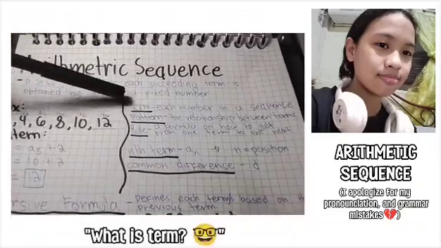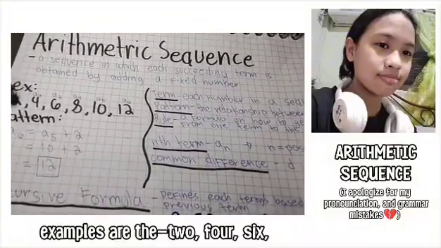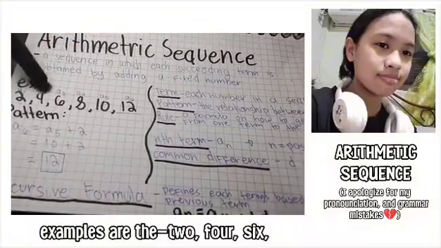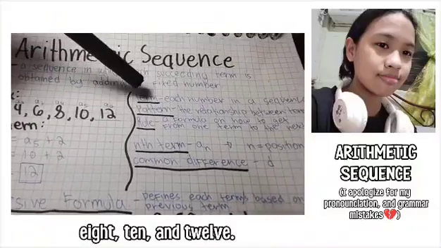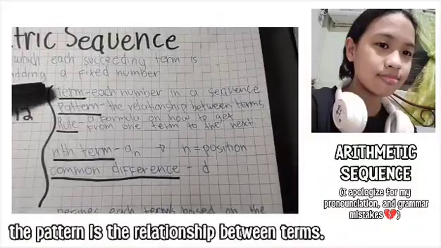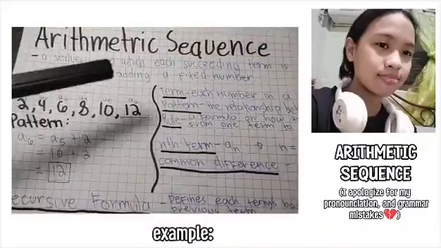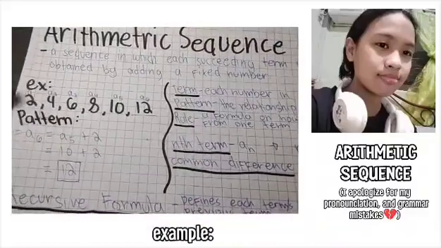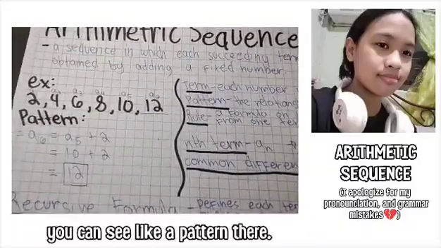So the term, what is the term? A term is each number in a sequence. An example is 2, 4, 6, 8, 10, and 12. Those are the terms. Then we have the pattern. The pattern is the relationship between terms. Like in the same example, 2, 4, 6, 8, 10, 12, you can see a pattern there.